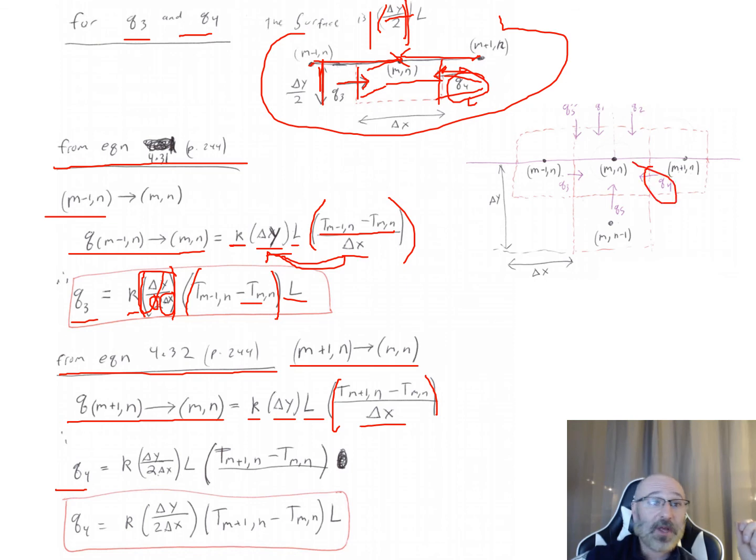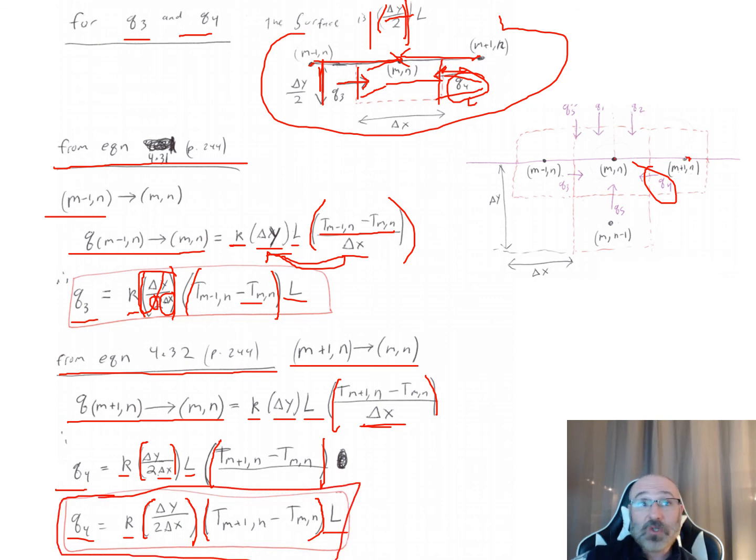Our Q4 going in is equal to our thermal conductivity k times that delta y over 2, moving our delta x over. There's our delta x as well that moved over from the bottom. This is times L times that temperature difference between our T of m plus 1,n minus our T of m,n. We can reduce this down and simplify a little bit, and we can say our Q sub 4 is now equal to our k times our delta y over 2 delta x times that temperature difference between T of m plus 1,n minus T of m,n, times our L value. And now this gives us an expression for Q3 and Q4.